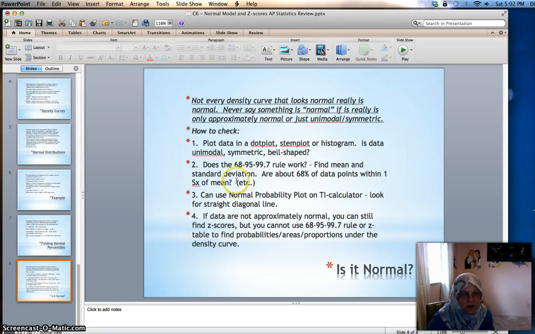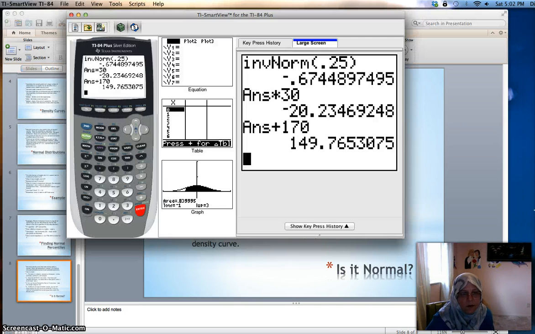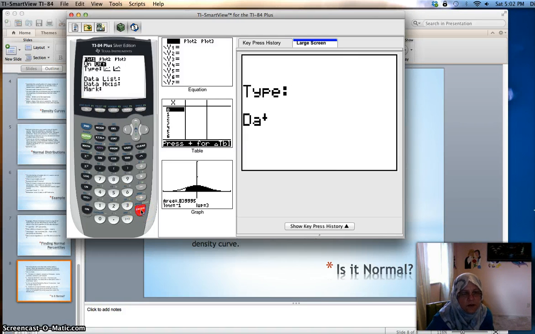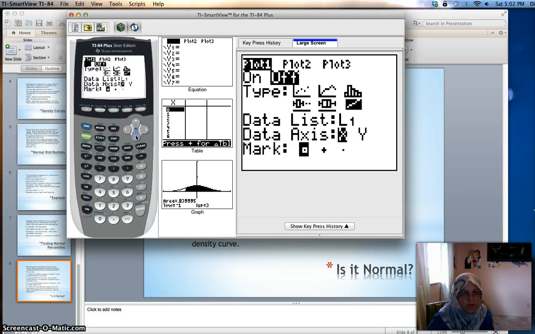You can plug data in and see if it fits the 68, 95, 99.7 rule. So find the mean and standard deviation of your data, and then what percent of the data are within one standard deviation of the mean? Is it about 68? What percent of the data points are within 2 standard deviations of the mean? Is it about 95? So on and so forth. Probably the fastest way would be to check the normal probability plot on your calculator, but it's a little bit hard to interpret at our level of knowledge in AP statistics.